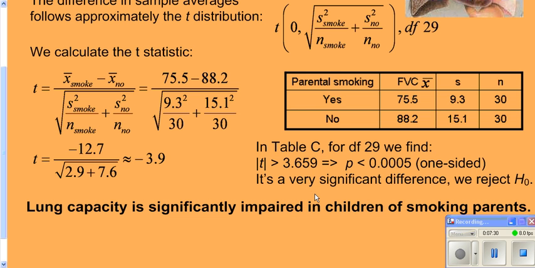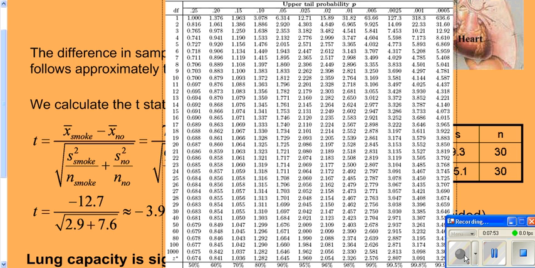When you go ahead and use table C, remember that with table C, the t being positive or negative is irrelevant, so we're only going to use the 3.9, and it's going to be 29 degrees of freedom because it's always one smaller than the smaller sample size. In this case, they're both the same. So let's pull up table C.